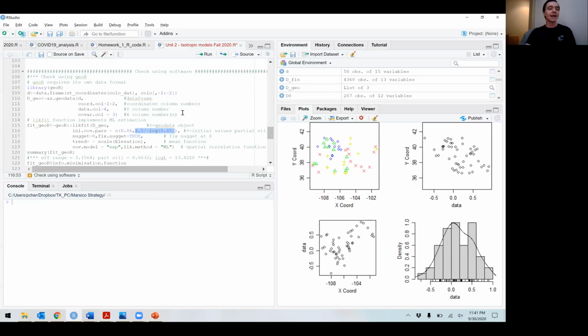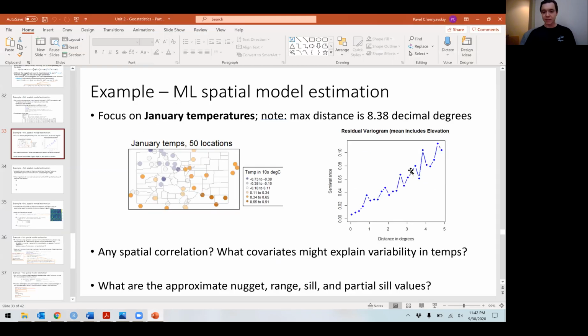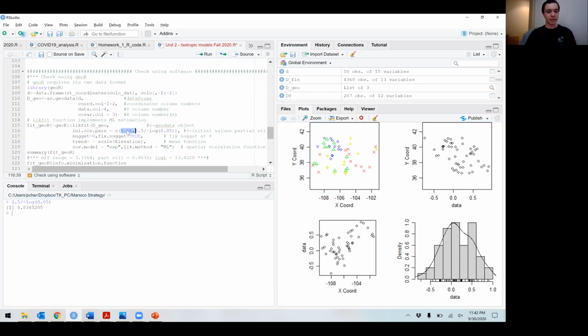So I'm making reasonable choices where I think my effective range is 2.5. And that means the initial value for the range parameter is this quantity right here, which computes out to just over 0.8. My partial sill is 0.06 because I have a feeling that the sill is just around here. And if my nugget is around 0, my partial sill is just this vertical distance. So that's why I put 0.06 here.